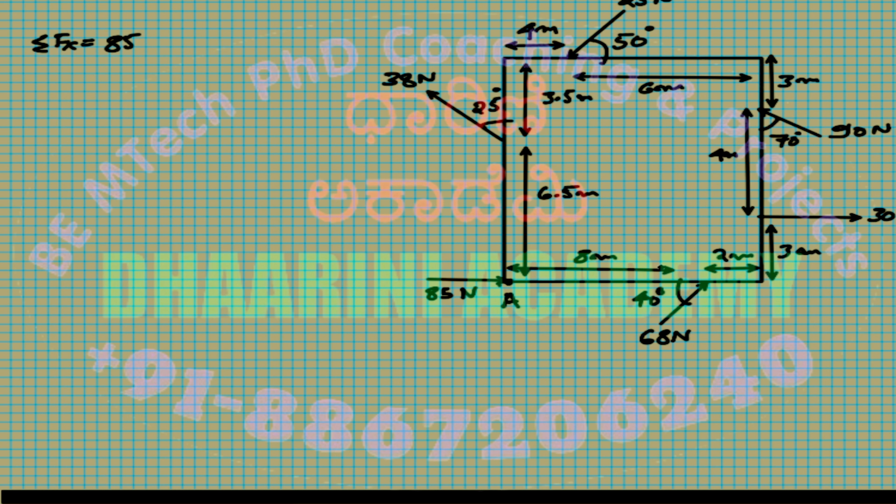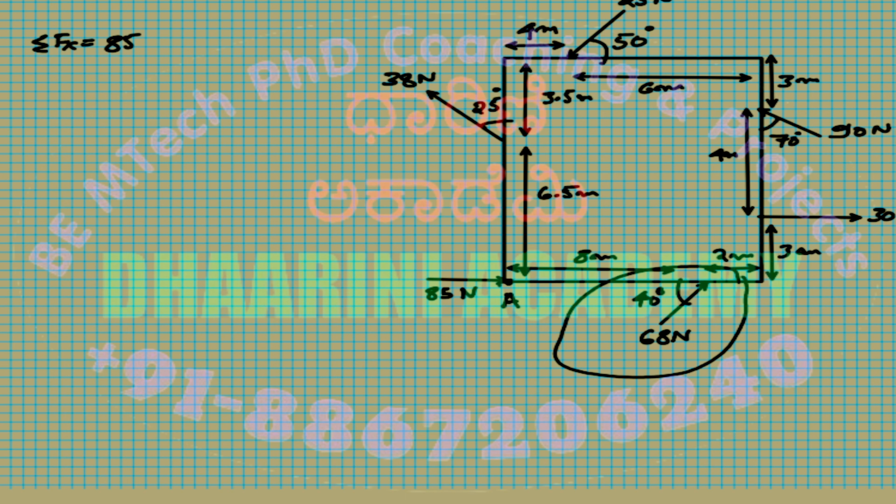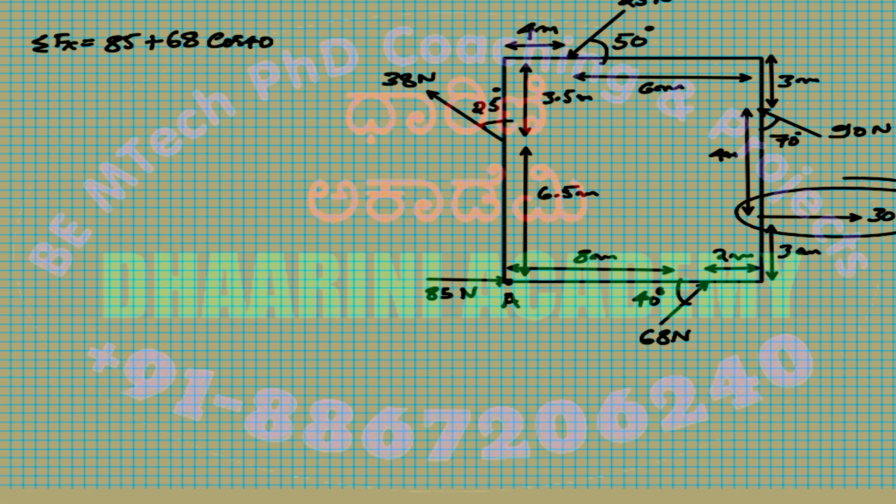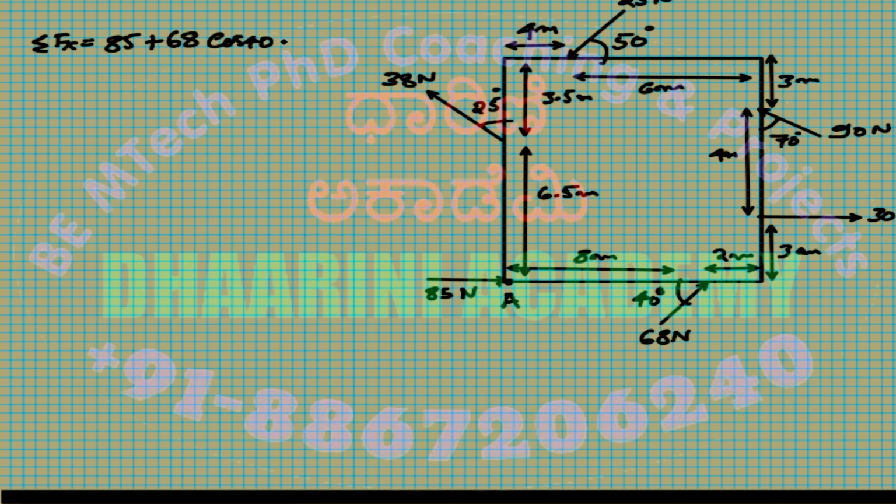Go to the second one. This is 68 newtons. It is making an angle of 40 degrees with the x-axis, and it is moving right, towards the positive. So its component is positive. This is plus 68 cos 40. Then the next force is 30 newtons. This 30 newton force is horizontal, so this is plus 30.